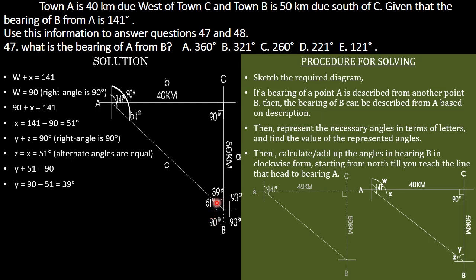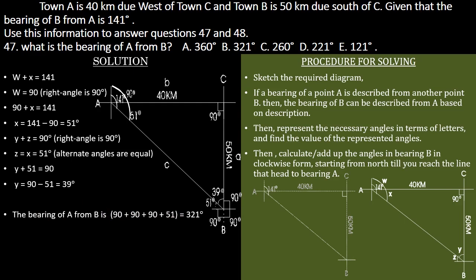We have to start counting from here. We know that this is a right angle, we have 90 degrees here. This is another right angle, we have 90 degrees. This is another right angle, we have another 90 degrees, making 270 degrees. And from here to this line that joins bearing A, we have 51 degrees. So therefore, the sum of these angles is the bearing of A from B. That is, the bearing of A from B is 90 plus 90 plus 90 degrees plus 51 degrees, which is equal to 321 degrees.